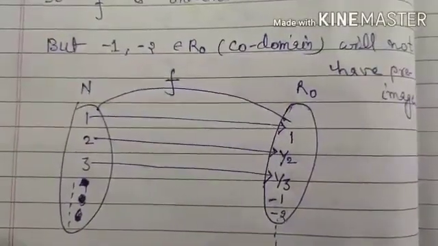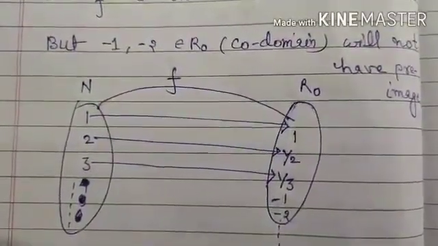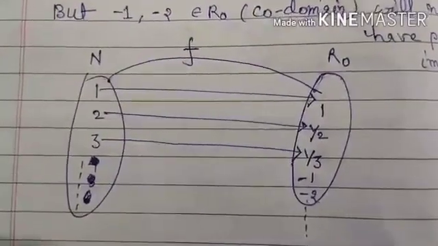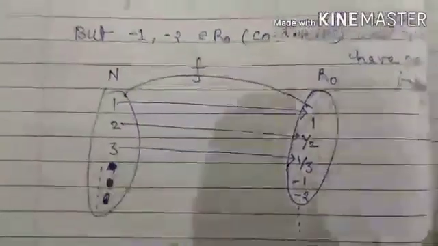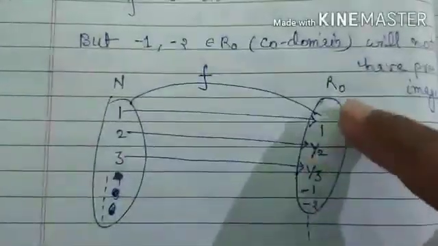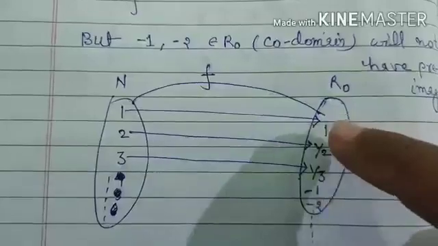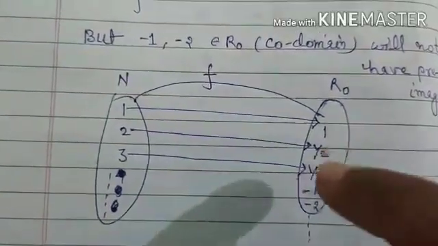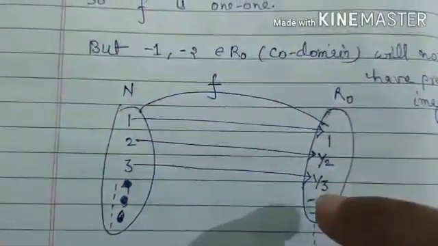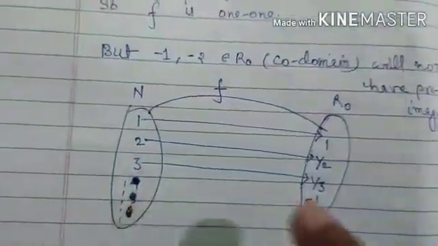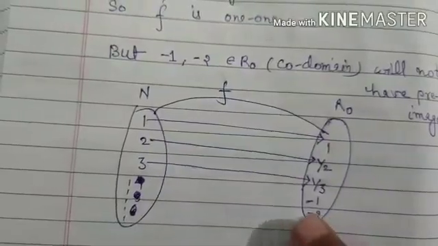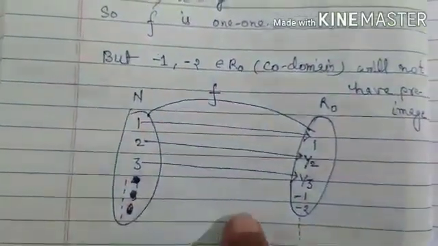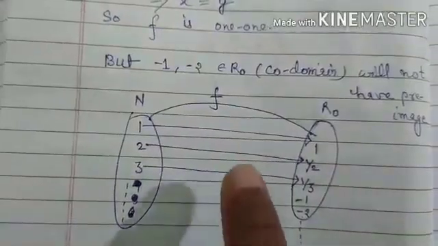-1 and -2 will not have its pre-images, as you can see in this picture. N will have 1, 2, 3 infinite numbers, and this R will have infinite numbers, but this can be any real number. Like -1 will not have its pre-image here, because -1 reciprocal is -1, and -1 cannot be in this set. Similarly -2 reciprocal of this will be -1 upon 2. It cannot be here because it is set of natural number. So this function is not onto.